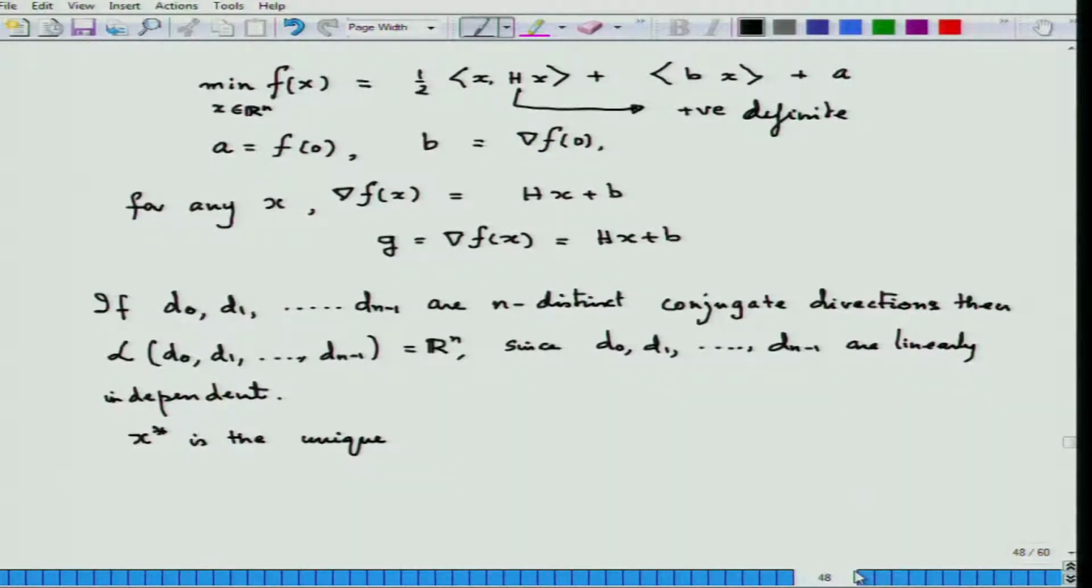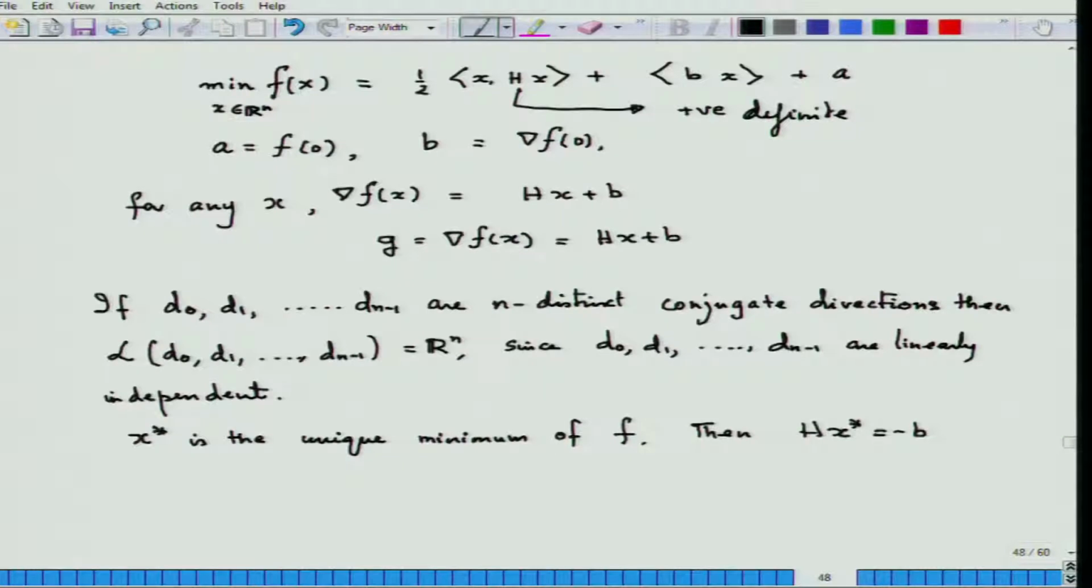Of course, you can always find a minimum, because if you take the derivative and put it equal to 0, you will have x star equal to this, and because it is a convex function, there is a unique critical point, and that will be the global minimum. So, let x star be the unique minimum of f, assume that. Then h of x star is equal to minus b, because grad g of x star is 0. So, grad of f at x star is 0.